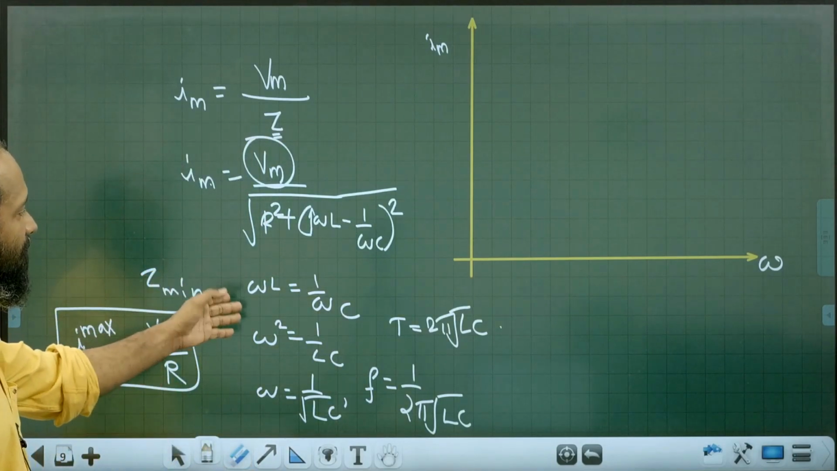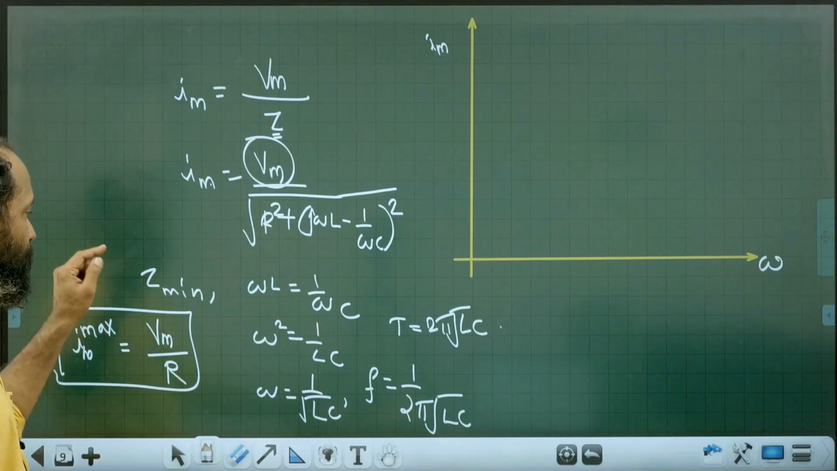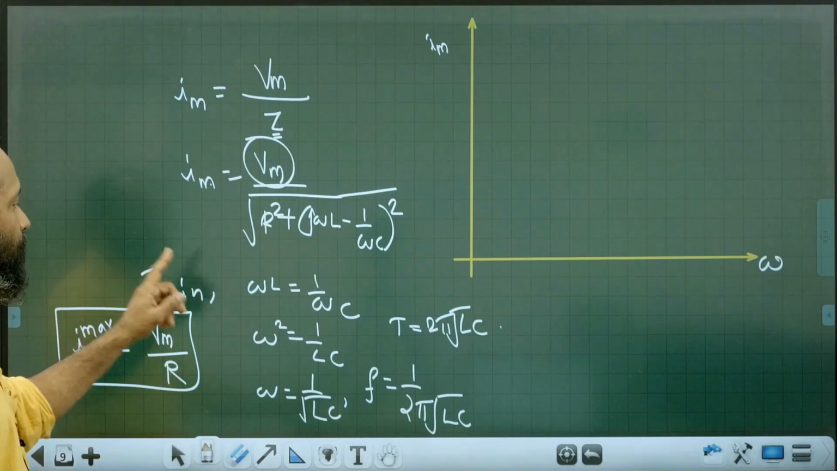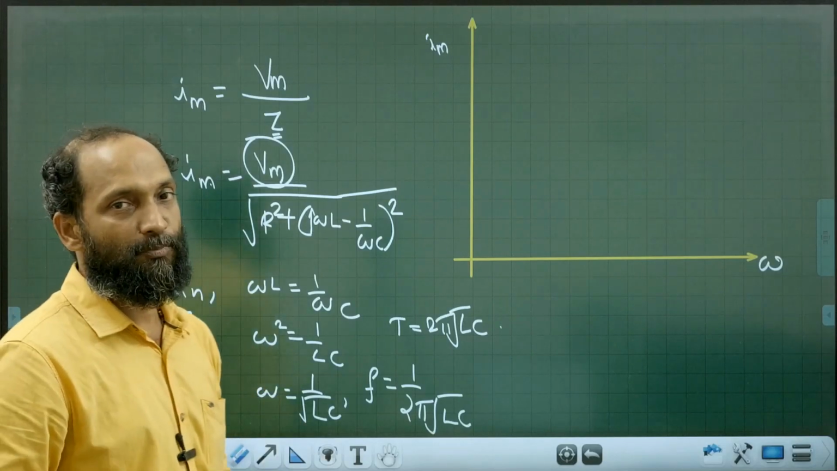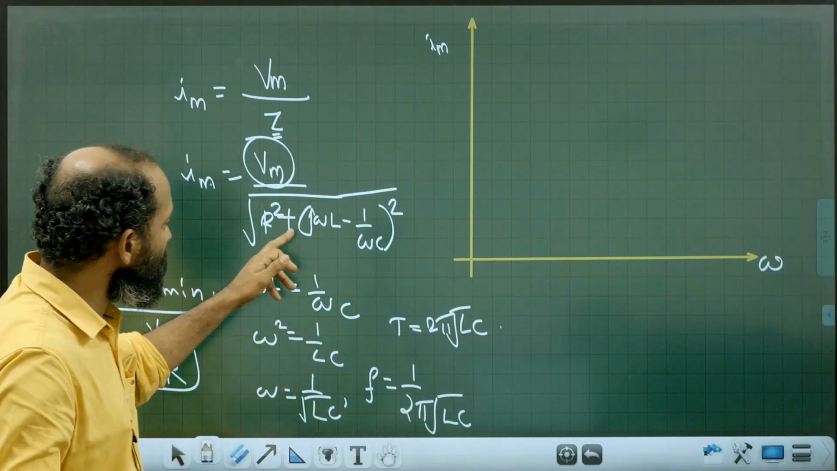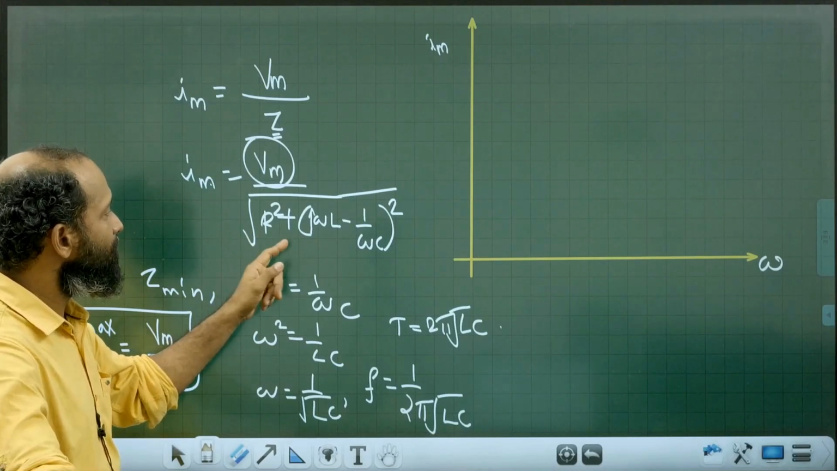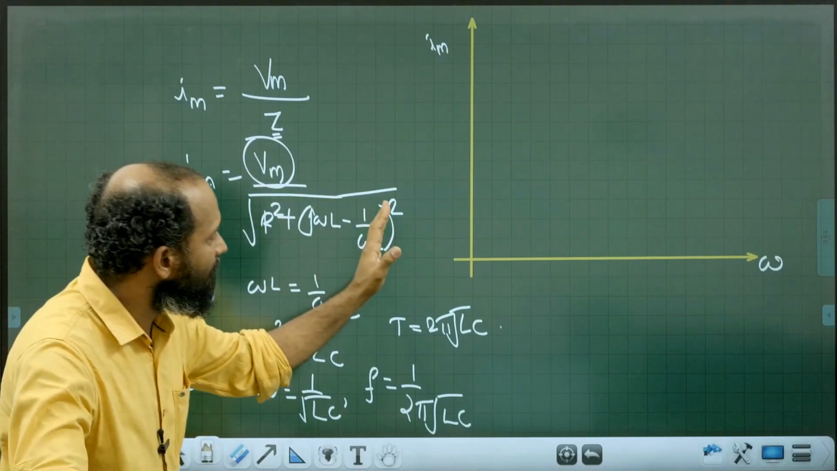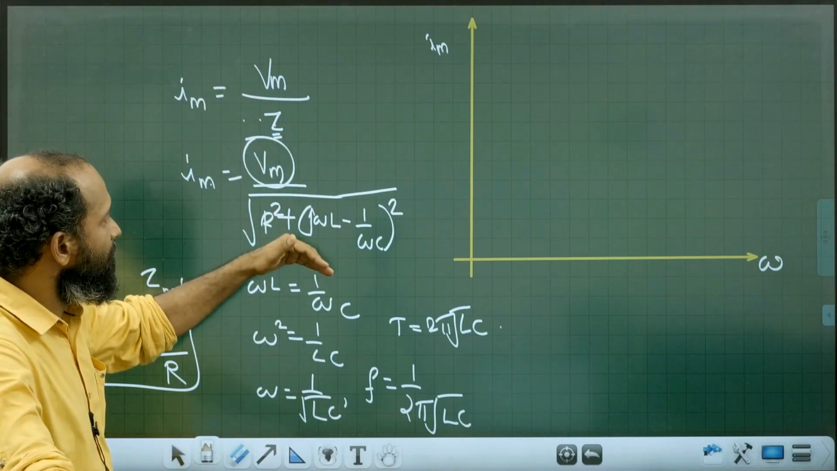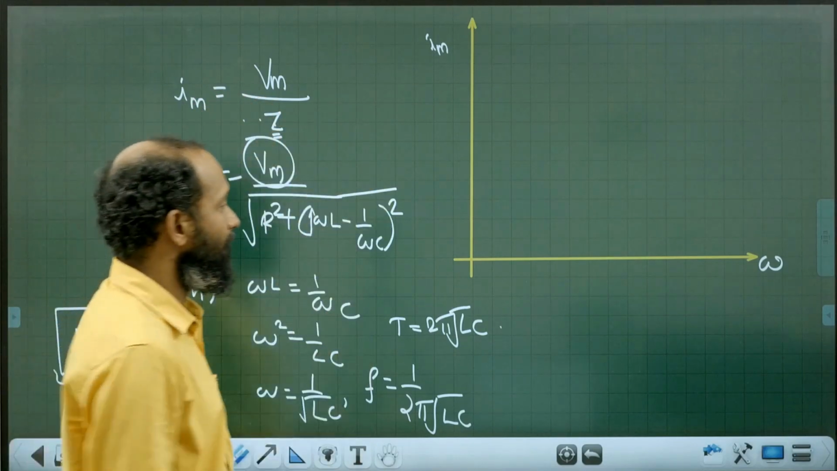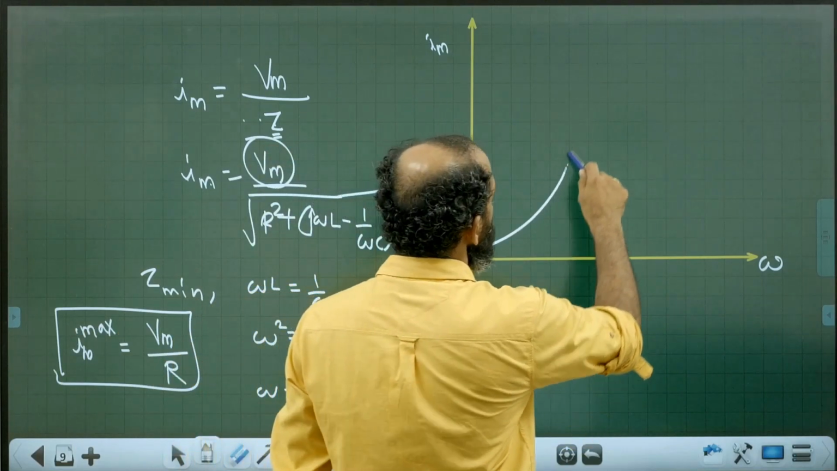Omega L equal to 1 by omega C is the condition for resonance. Z is minimum. Omega is 1 by root LC. All this is very important. At resonance, impedance becomes minimum. So as you continuously increase omega, what happens? The denominator decreases and becomes minimum. That means impedance decreases, becomes minimum. Then current increases and becomes maximum.